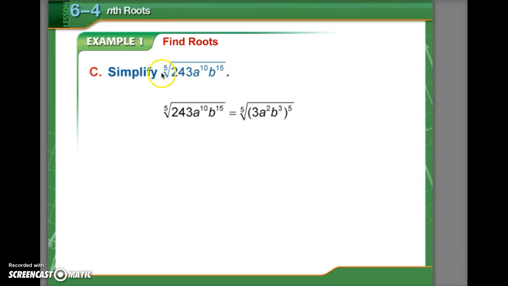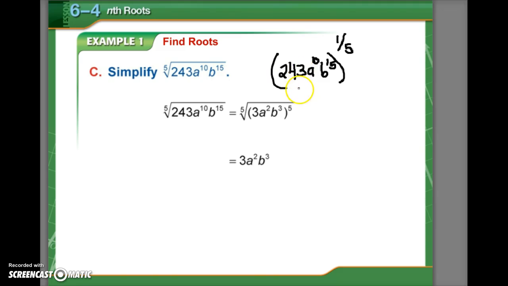Okay, part C, this time we're doing the fifth root. We're doing something higher than the second power root, the square root, not the square root. We're doing the fifth root. The fifth root is like we are saying something to the 1/5 power. So we're going to take the fifth root of 243. We're going to take the fifth root of a to the 10th. We're going to take the fifth root of b to the 15th. So this right here is just another way you can say the original problem. A to the 10th power. Sorry, my numbers got a little bit jumbled together there. B to the 15.